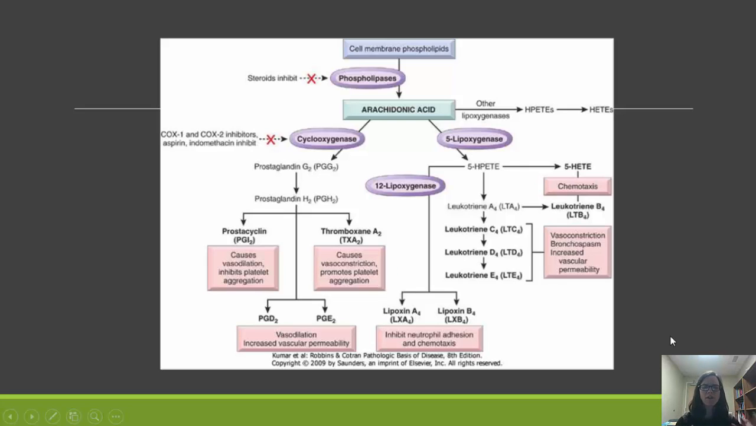So we have all these different actions of these eicosanoids, and they can all be useful in certain circumstances. However, if they get out of control, then it can be a problem. We can have this kind of uncontrolled inflammation.